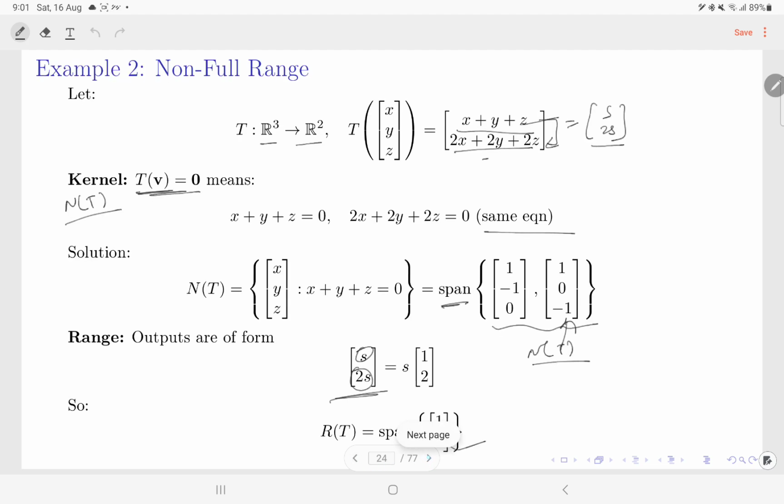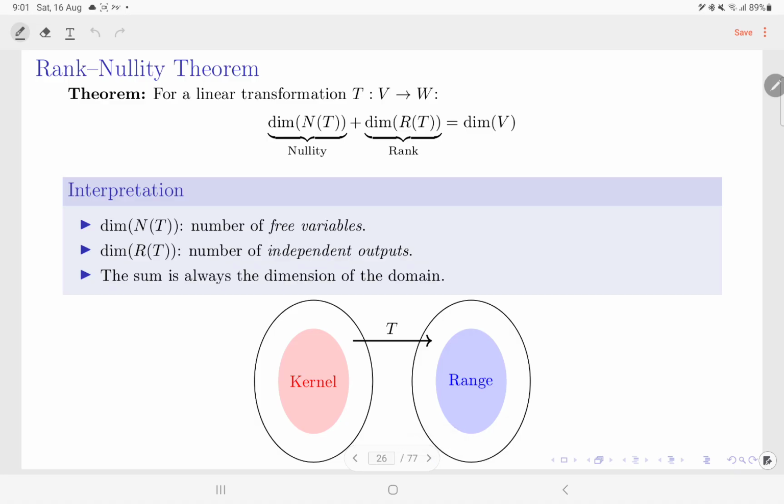I have already given an example. Let me give you an example of polynomial, or maybe in the assignment problem 1B it is given. That will be fair enough to solve that. Let's move forward. What about the rank nullity theorem?